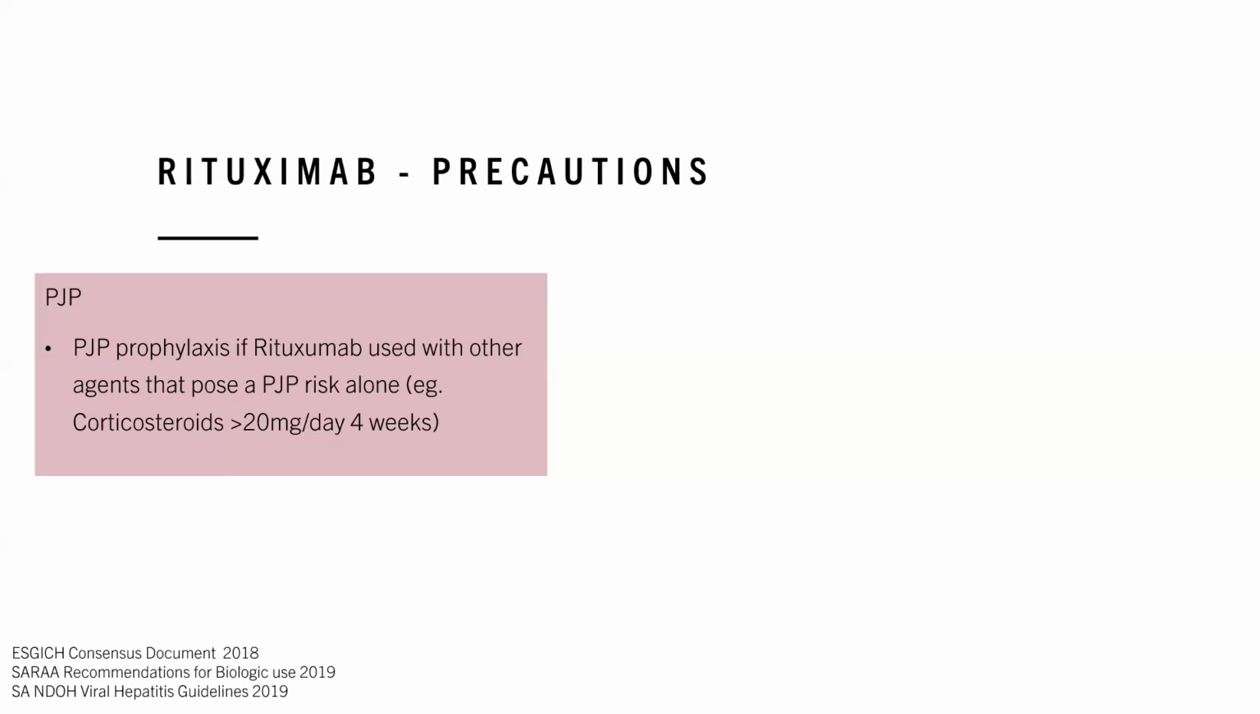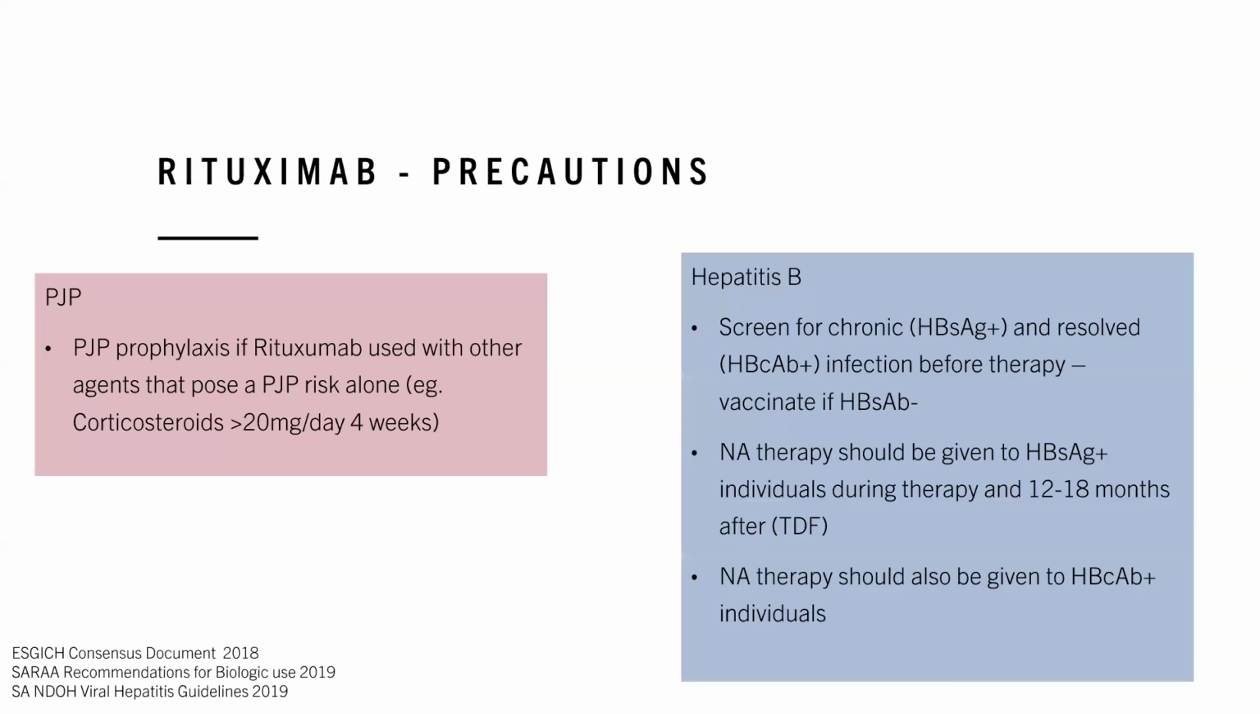You only really need to use PCP prophylaxis for rituximab if you're using it with another drug that has high risk for PCP. So like if you're using it with corticosteroids above 20 milligrams per day for more than 4 weeks, and you would add PCP prophylaxis. But if you weren't, you generally don't need to. But the main thing is hepatitis B.